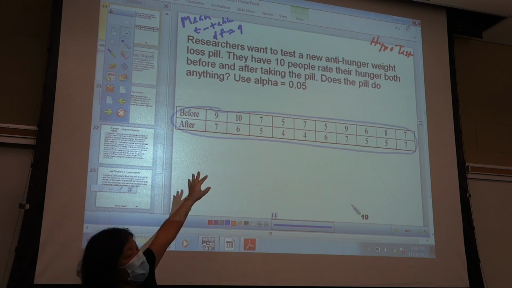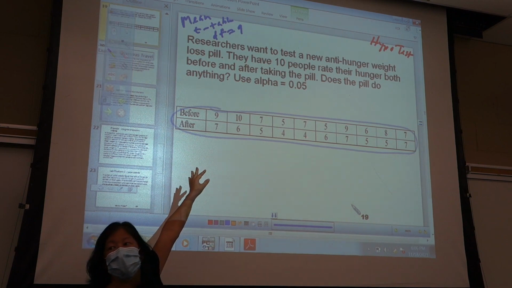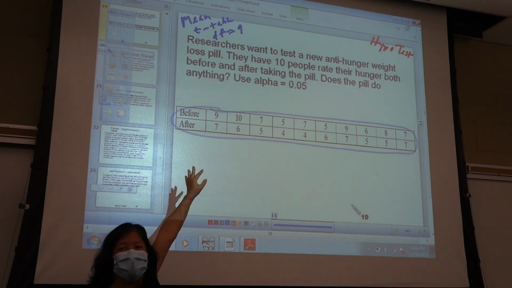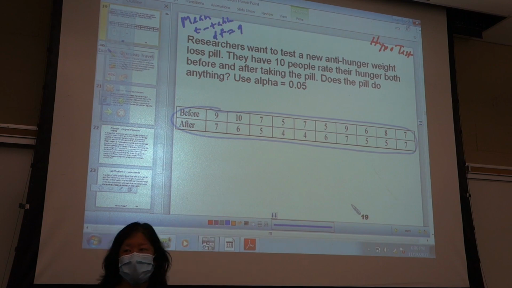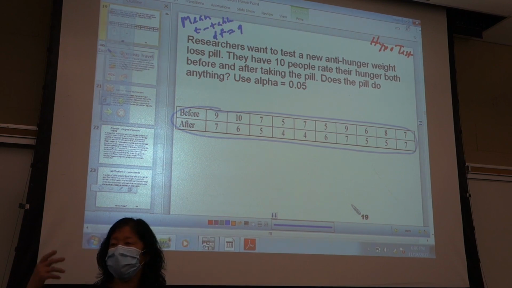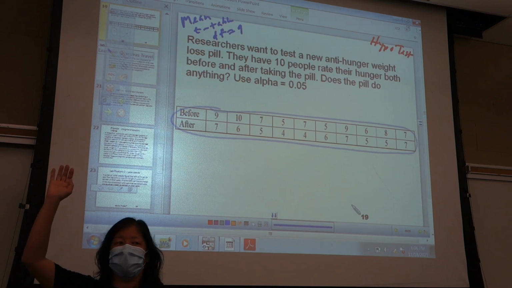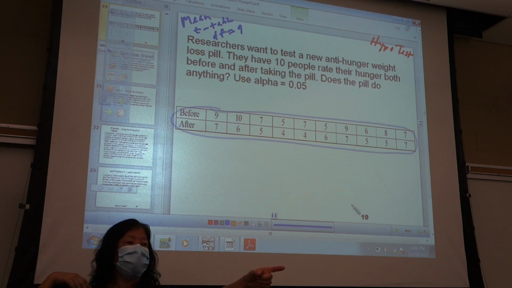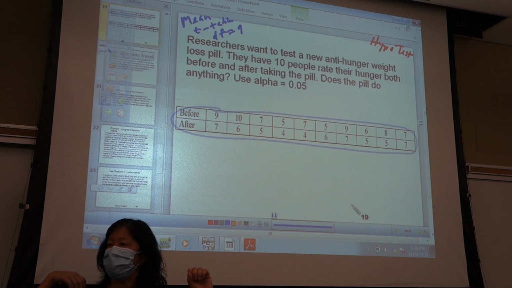Hypothesis says, oh, how many samples is this? It's two. No, it's one. So it's sort of a debate, right? Some people are saying it's two. Two what? Two samples, like your hunger before and after. Right, so it's a two sample dependent.